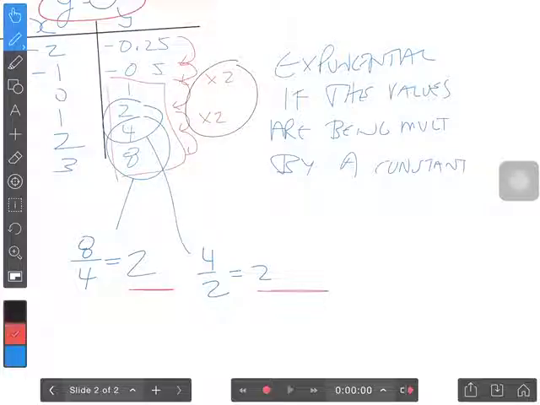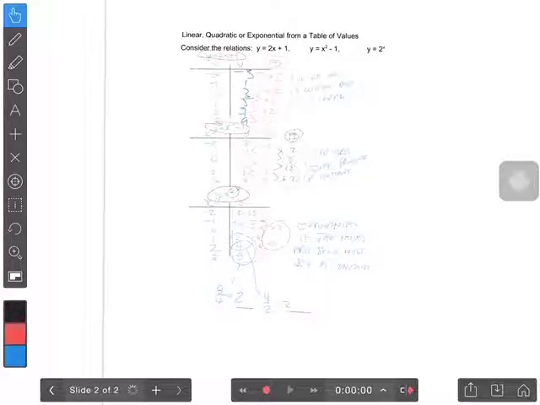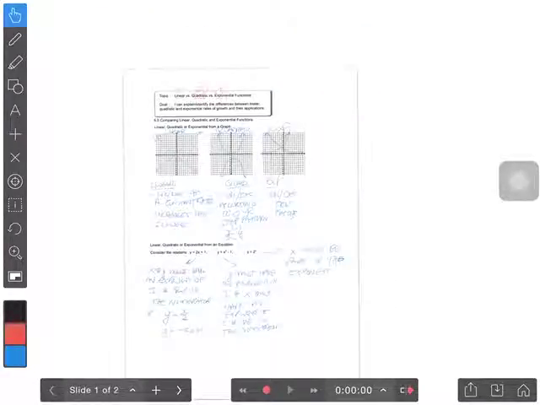So when you go through the homework, what you need to be able to do is explain or articulate why a particular function is linear, quadratic, or exponential based on whether I give you a graph, an equation, or a table of values.